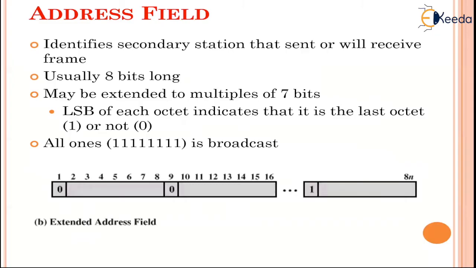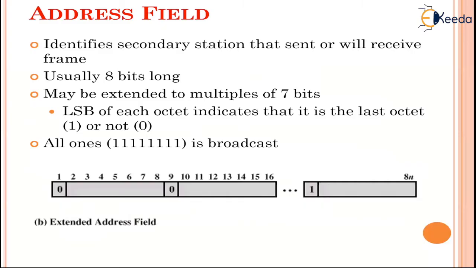Then address field. The address field identifies the secondary station that has transmitted or is to receive the frame. This field is not needed for point-to-point links but is always included for the sake of uniformity.